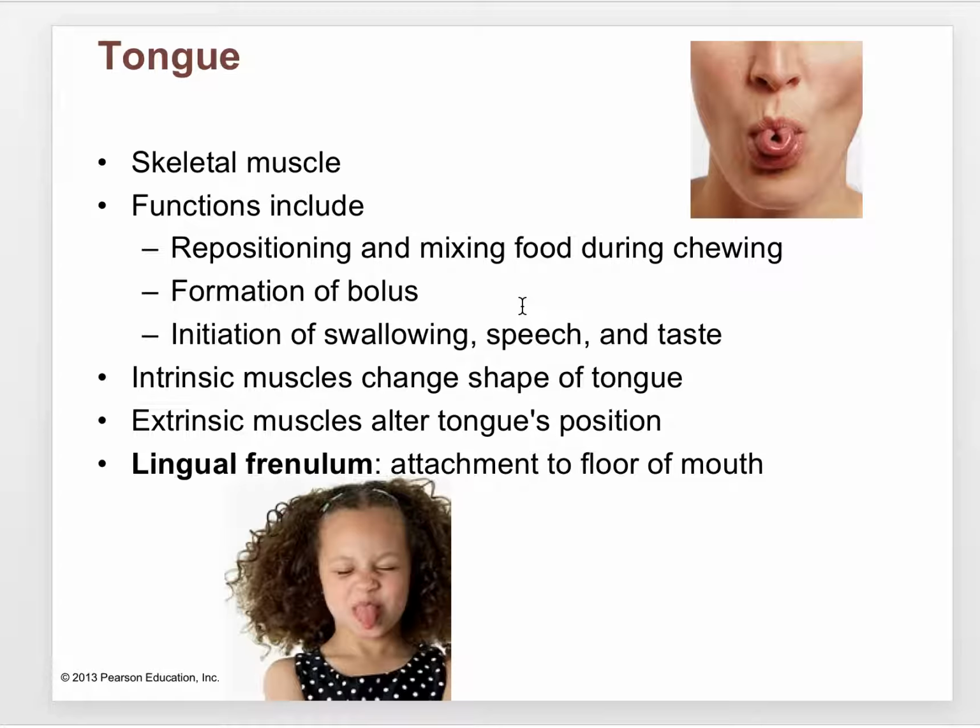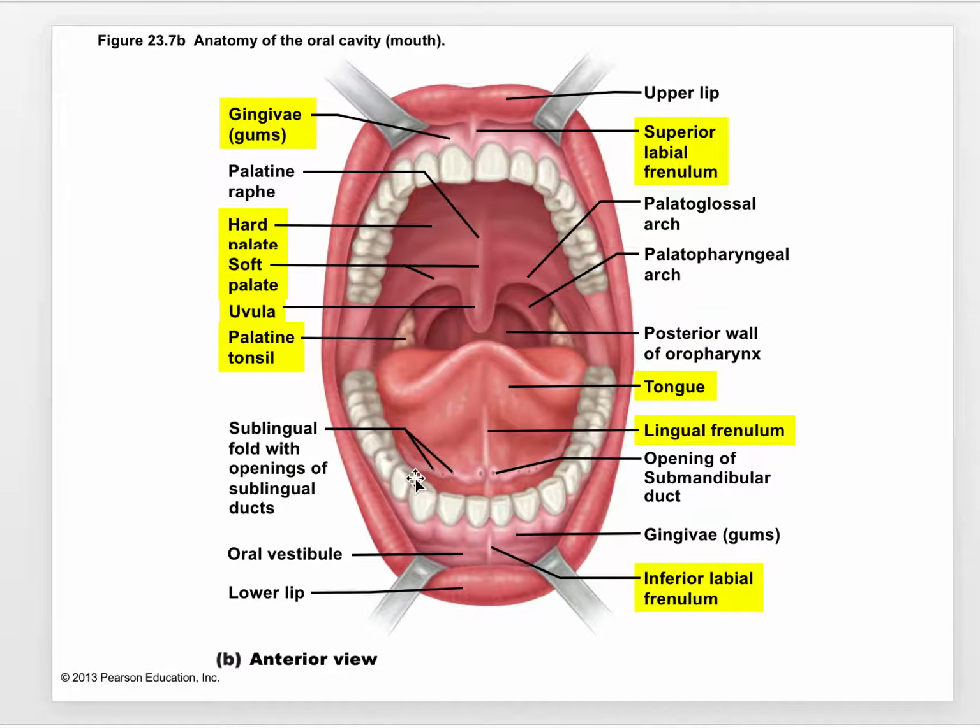And these extrinsic muscles can alter the tongue position, such as sticking your tongue out. This is from extrinsic muscles of the tongue. There's a lingual frenulum, which is a tissue that attaches the tongue to the floor of the mouth. Here's a picture of the lingual frenulum here.